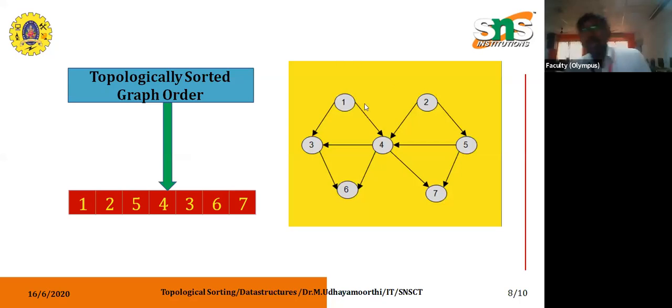So see here, now we have this 1 and 2. From this, you have to remove the node 1 along with all its incoming and outgoing edges.